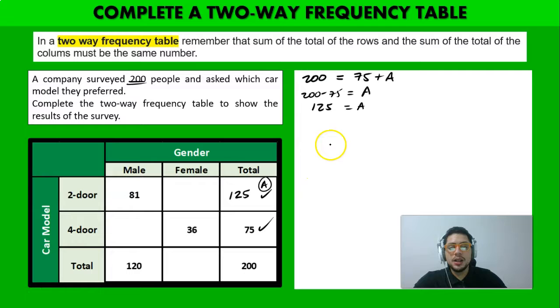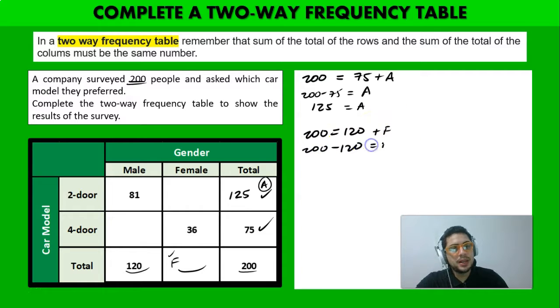Apart from that, we also know that the total of 200 is also the sum of the total of male and female. So that means that 200 is going to be equal to 120 plus the value of the total of female or women who were surveyed. So that means that 200 minus 120 is going to be F, which is the total of women. And that means that 80 women were surveyed, right?